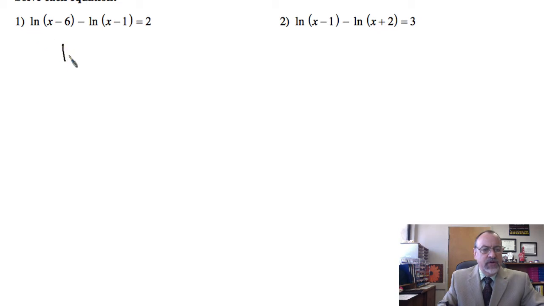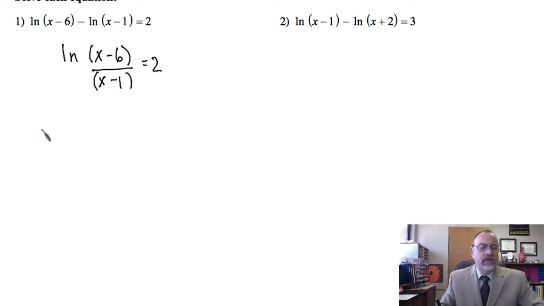So it's a natural log, and then I have the value x minus 6, and then a minus sign, you remember, means divided by, and then we have the next value, x minus 1, and that is equal to 2. Now we have our single logarithm, so now we want to do the inverse function, and that is the exponential. So we want to change this logarithmic equation into an exponential equation.